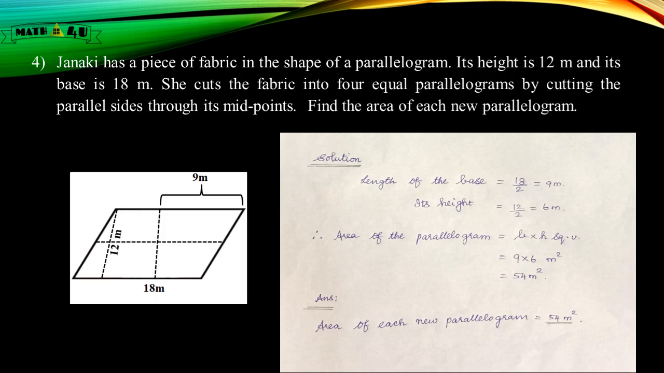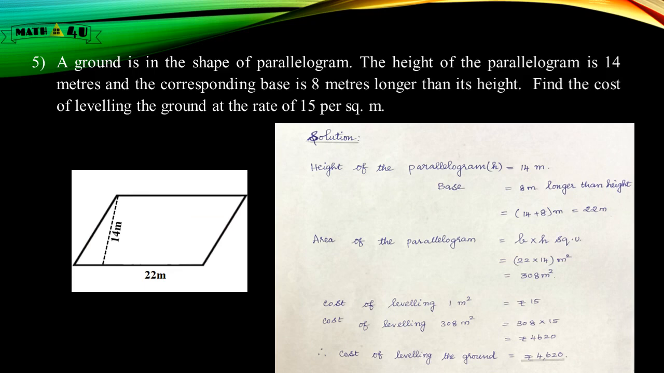A ground is in the shape of parallelogram. The height of the parallelogram is 14 meters and the corresponding base is 8 meters longer than its height. Find the cost of leveling the ground at the rate of 15 per square meter. In this problem, first we want to find the base and then we have to find the cost of leveling the ground. For finding the base, it is given that corresponding base is 8 meters longer than its height.